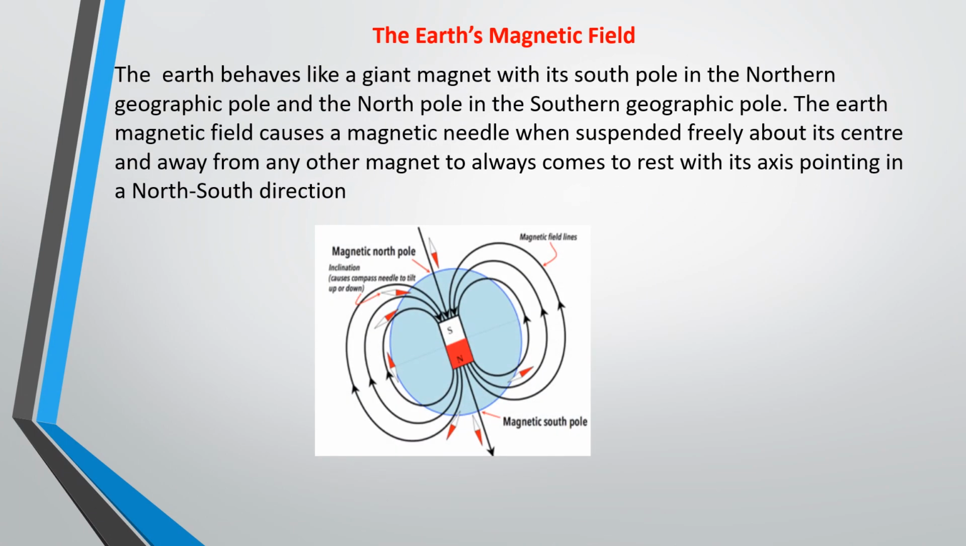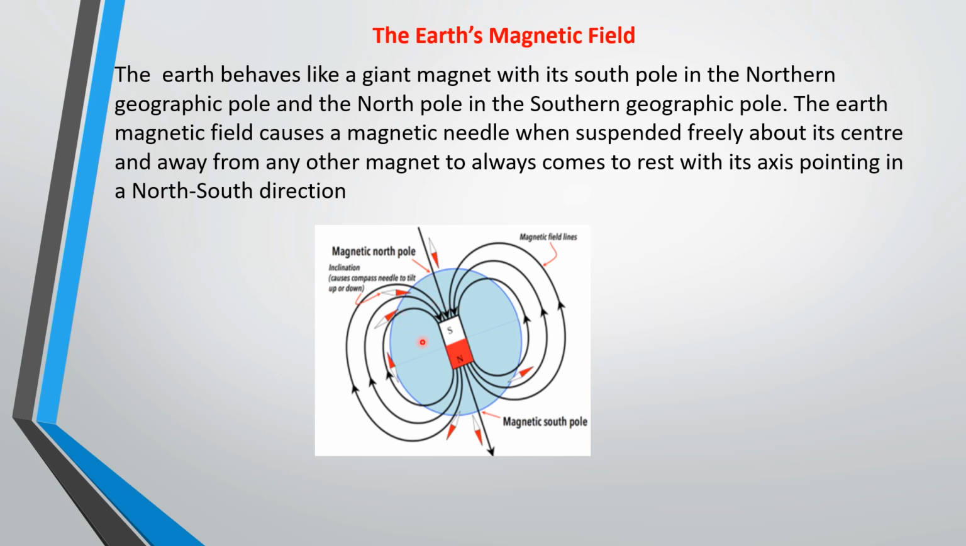So as I said, we are looking at the Earth's magnetic field. So how does the Earth behave? The Earth actually behaves like a giant piece of magnet, with the South Pole pointing the northern geographic pole and the North Pole pointing in the southern geographic pole. So if you are a geography student, this can represent the Earth. Then the Earth behaves like a magnet. So if you look at this magnet, the South Pole are pointing towards the north, and the North Pole they are pointing towards the south. We are told that that is how the Earth actually behaves.